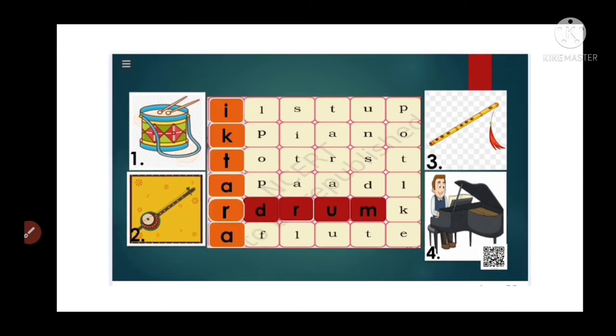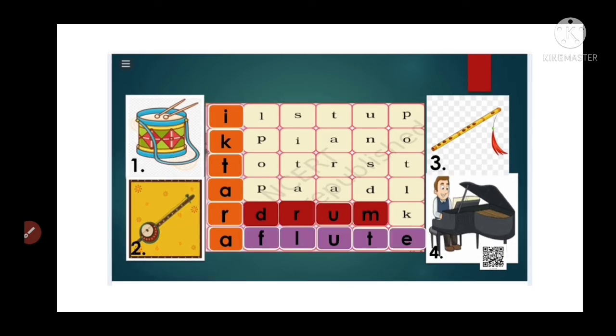Very good. Now move further. We have to find it in the table. Iktara. Yes. Now move towards the third picture. And the third picture is of. Yes. Can you tell? Yes. This is the picture of flute. Now find flute in the maze. Anybody can find? Yes, we have found it. Flute.